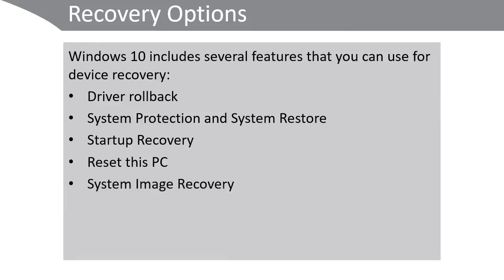System Image Recovery. If you've got a system image backup, perhaps created using the Backup and Restore Windows 7 tool, you can access this through the Windows recovery environment and perform a system image recovery restore. Image recovery. If you're using images, you can apply an image using the DISM tool to recover from a problem.